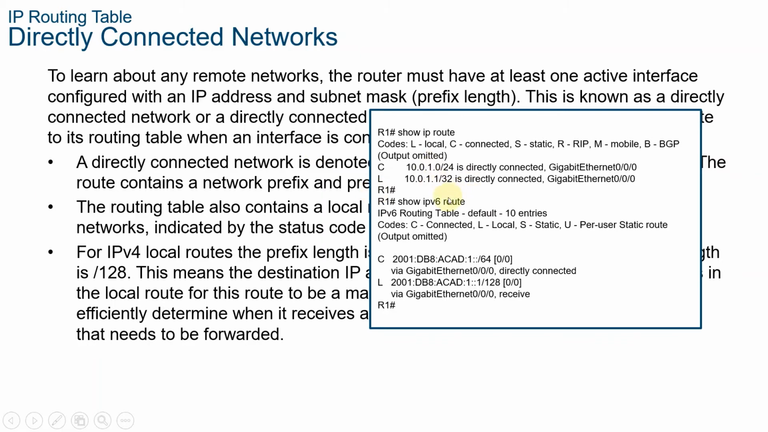Okay, so on this output here, show ip route, directly connected networks are denoted by C and L. The first output here is for IPv4 and the next output would be for IPv6.